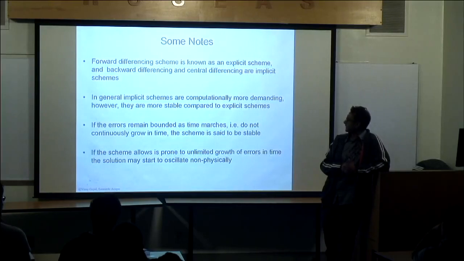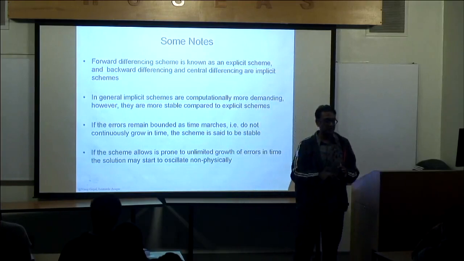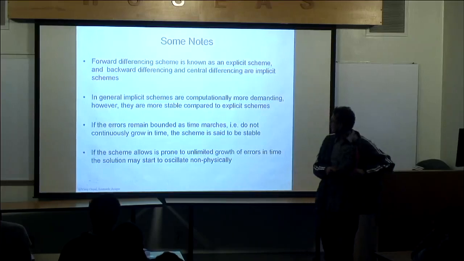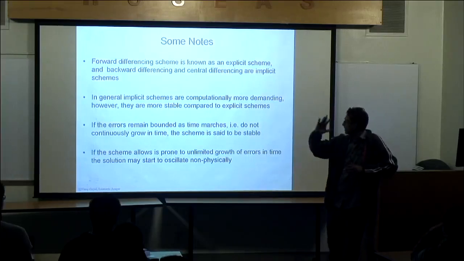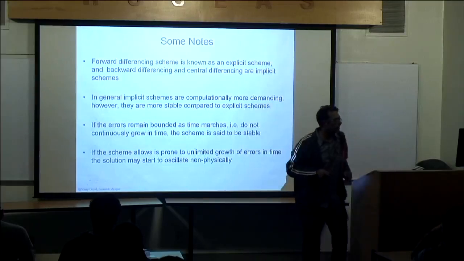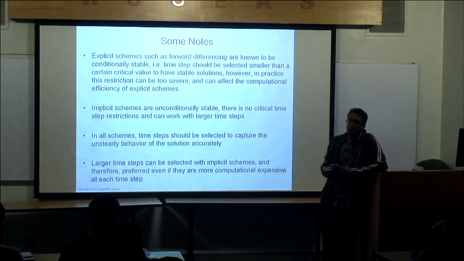If the errors remain bounded as time goes by and do not continuously grow over time, so the value is not getting out of hand or oscillating due to some numerical issue, we call that a stable scheme. If the scheme is prone to unlimited growth of errors over time, you could have a solution that starts oscillating and giving you non-physical results. The explicit forward scheme is known to be conditionally stable.